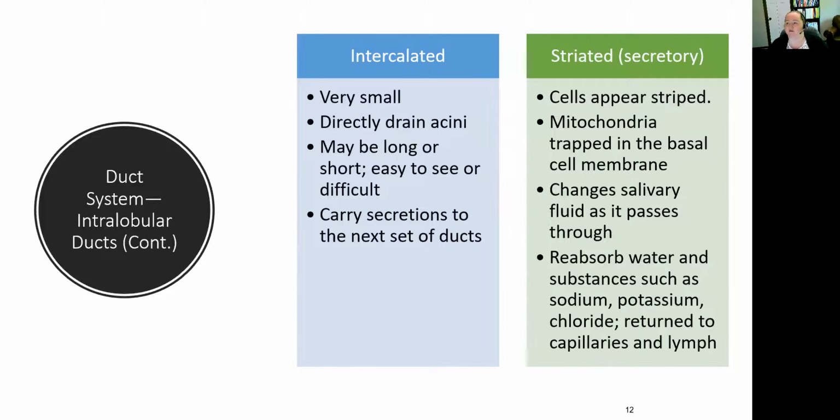Then we have our striated ducts, and these cells appear striped. The mitochondria are trapped in the basal cell membrane. Remember, basal is kind of basement, so bottom. The cell membrane changes the salivary fluid as it passes through. It resorbs water and substances such as sodium, potassium, and chloride, which are returned to the capillaries and the lymph tissues.